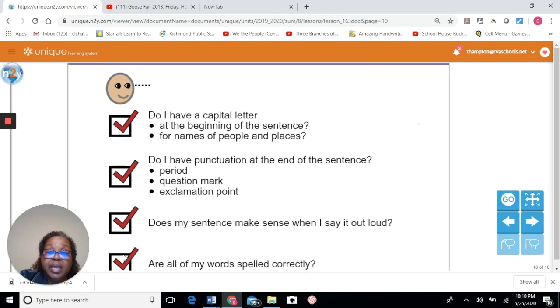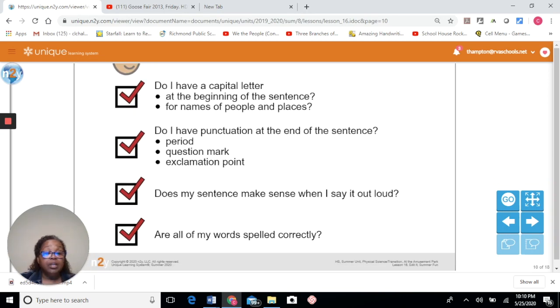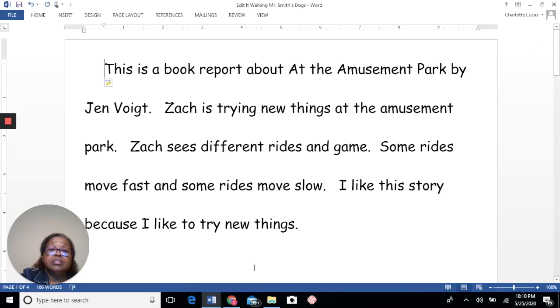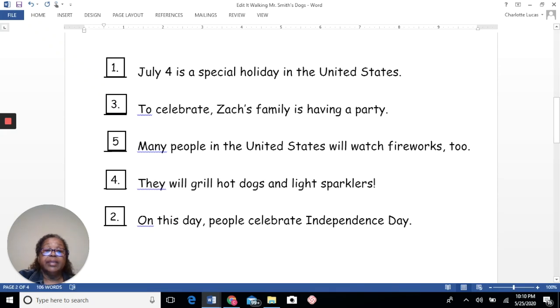This is a graphic organizer to help you to check to see if you've done everything you're supposed to do. And you did. Very good. We've edited our paragraph, and we put our work in sequential order and edited it. You did a very good job.